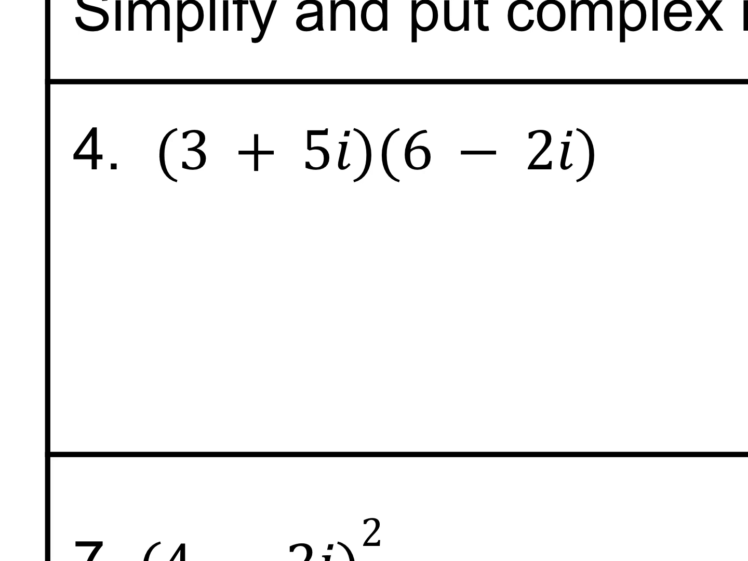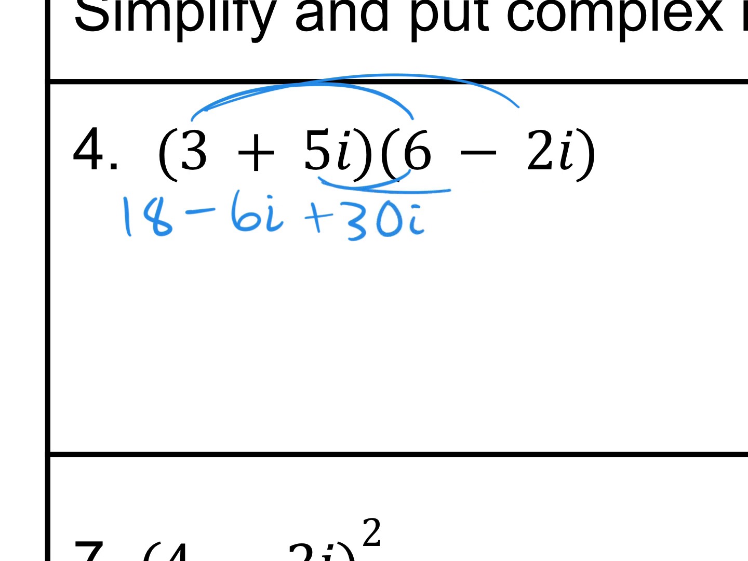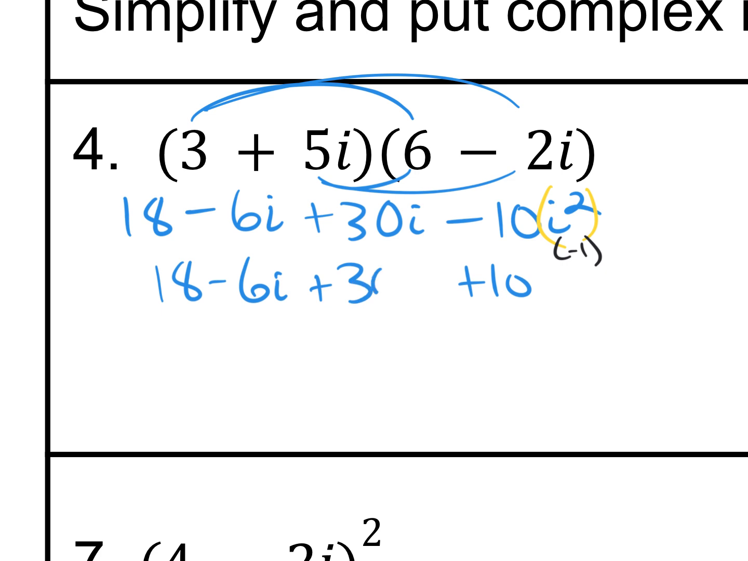Same thing, we got to start by doing our 4 different multiplication operations. 3 times 6 gets me 18. 3 times the -2i gets me a -6i. Now my 5i times 6 is a 30i. And 5i times -2i ends up being a -10i squared. So the more you do this, you start to recognize that this i squared, same thing as a -1. So really my last term there, instead of being a -10, it's really -10 times -1, which switches that to a +10.